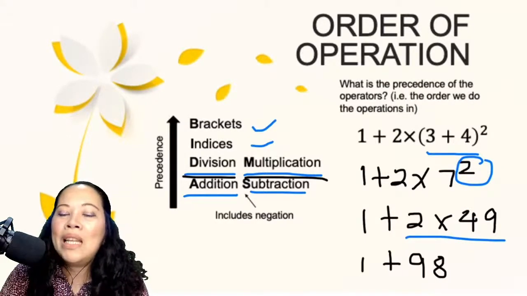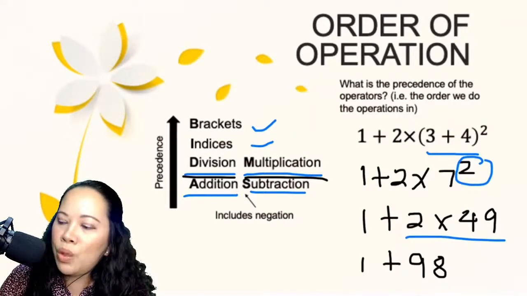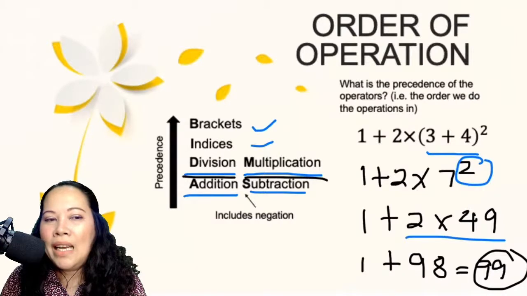And of course, the last operation that we have is addition. So we just need to add that, which would give us 99. So the correct answer will be 99.